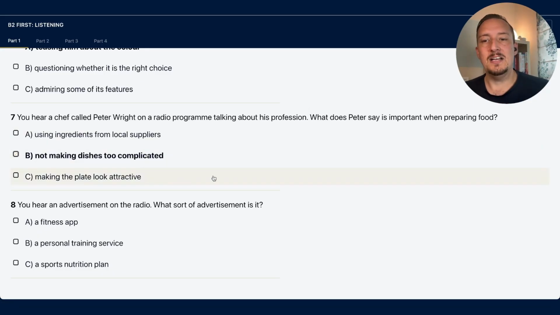Likewise, with making the plate look attractive, he says, people eat with their eyes, so they say. So, it's good, or he does make the plate look attractive. But again, it's not the important bit that he's saying. He cues that up with the phrase, for me. And then what comes after is that, I think, 2 or 3 ingredients rather than making it too complicated. So B is the correct answer for number 7.